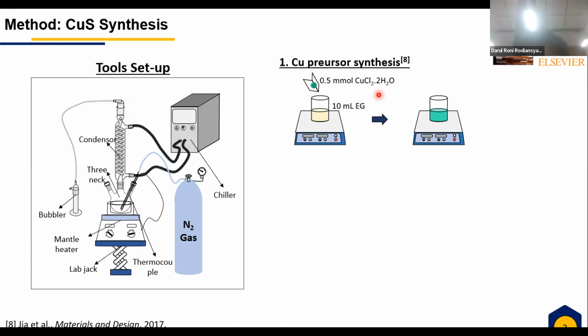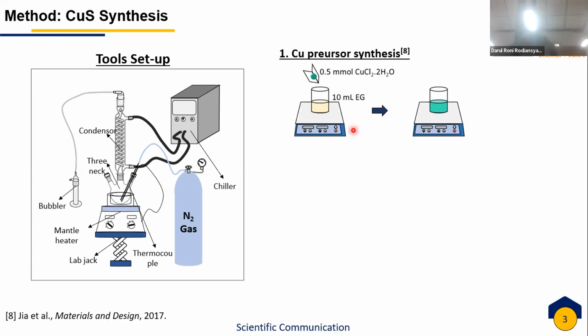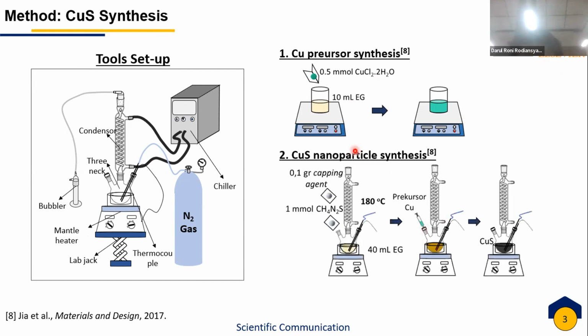The synthesis was carried out by dissolving copper chloride dihydrate in 10 milliliters of ethylene glycol. The powder was dissolved by stirring until a transparent green solution was obtained. Next is the synthesis of copper sulfide nanoparticles.